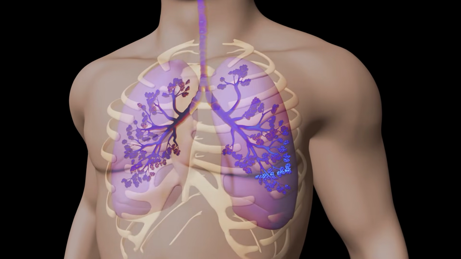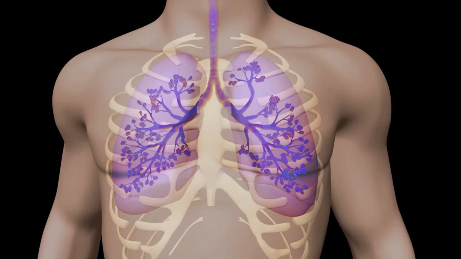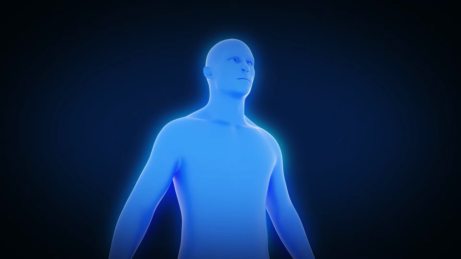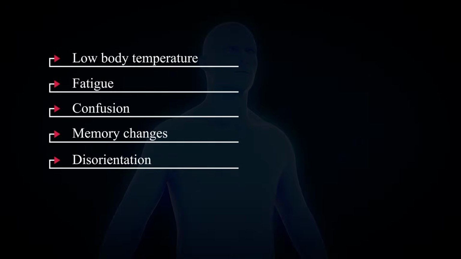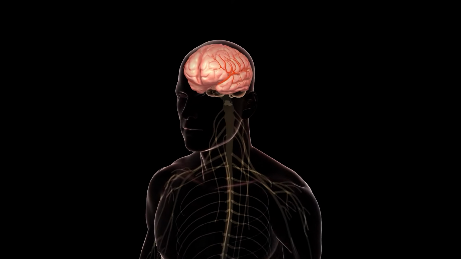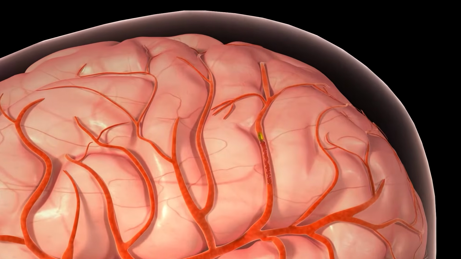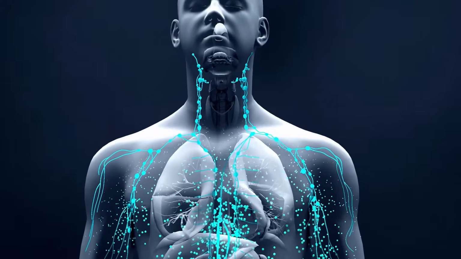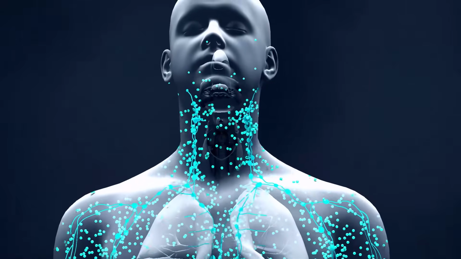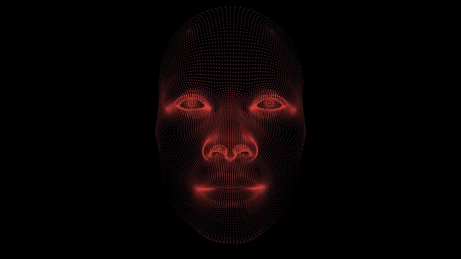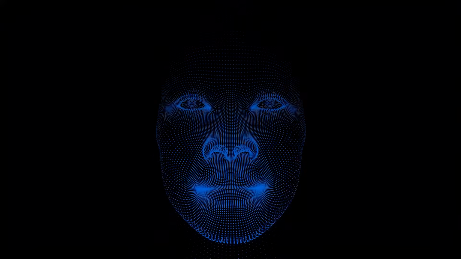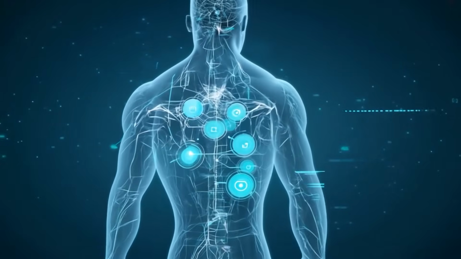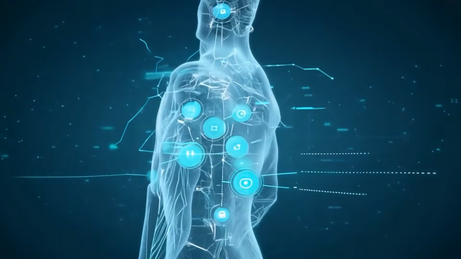Symptoms in elderly people. In elderly adults, pneumonia may present in a less obvious and more dangerous way. Instead of fever, they may develop low body temperature, fatigue, confusion, memory changes, or disorientation. These signs indicate that the brain is not receiving enough oxygen. Elderly individuals may also collapse or feel suddenly weak. If the lips, fingertips, or face appear bluish or grayish, this signals dangerously low oxygen levels and requires emergency treatment.